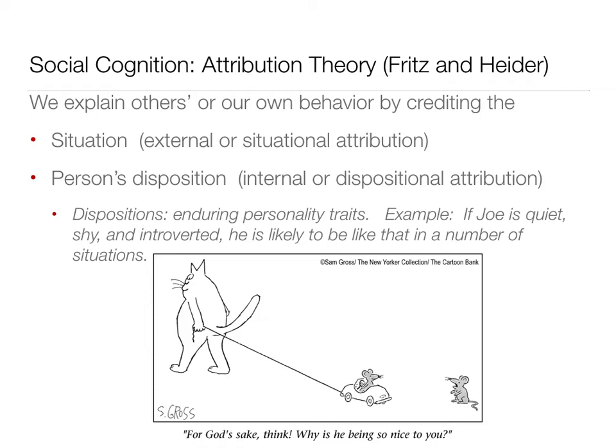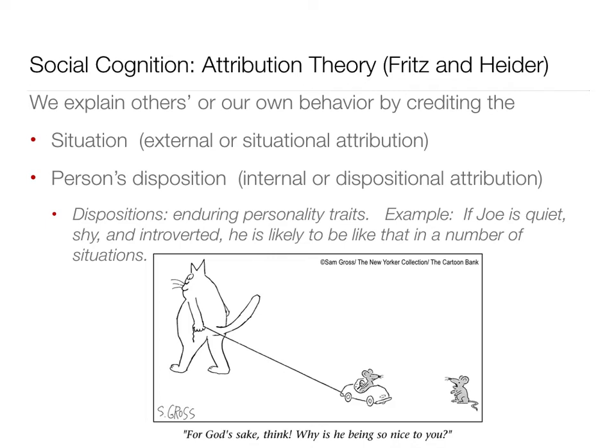So we can either credit it to a situation or an external attribution. So something about the external, something outside of me, something about the situation caused me to behave this way, or caused someone to behave this way. So you're driving down the highway and somebody cuts you off. If you gave that an external or situational attribution, oh, I bet they were late for work, and so they were just in a hurry. That would be a situational or an external attribution. It's something outside of them that caused them to behave that way.